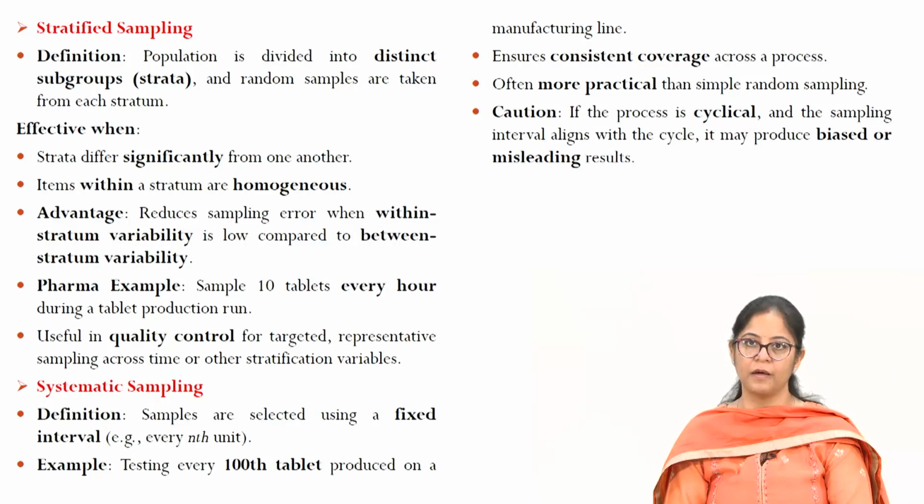Then there is systematic sampling. The samples are selected using a fixed interval, for example, every nth unit or every nth time point. Testing every 100th tablet produced on a manufacturing line can be an example. This ensures consistent coverage across a process, often more practical than simple random sampling. However, if the process is cyclical and the sampling interval aligns with the cycle, it may produce biased or misleading results.